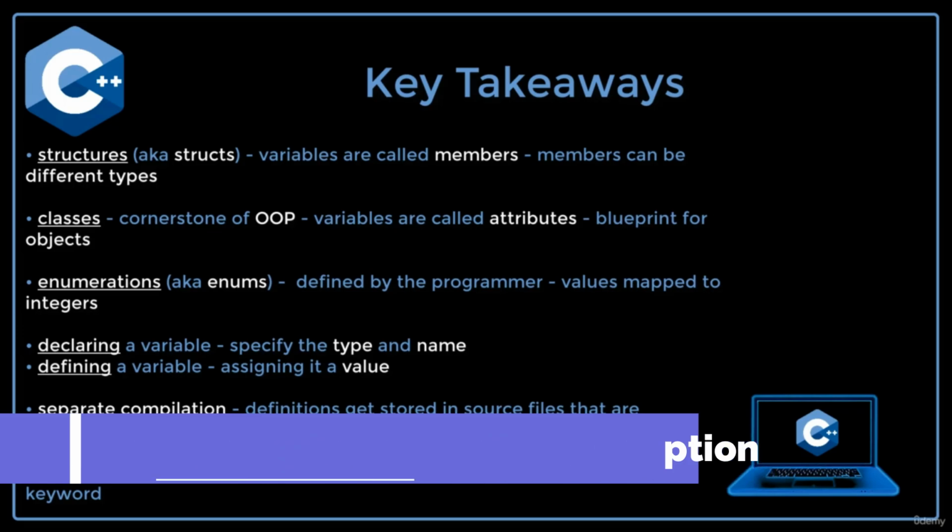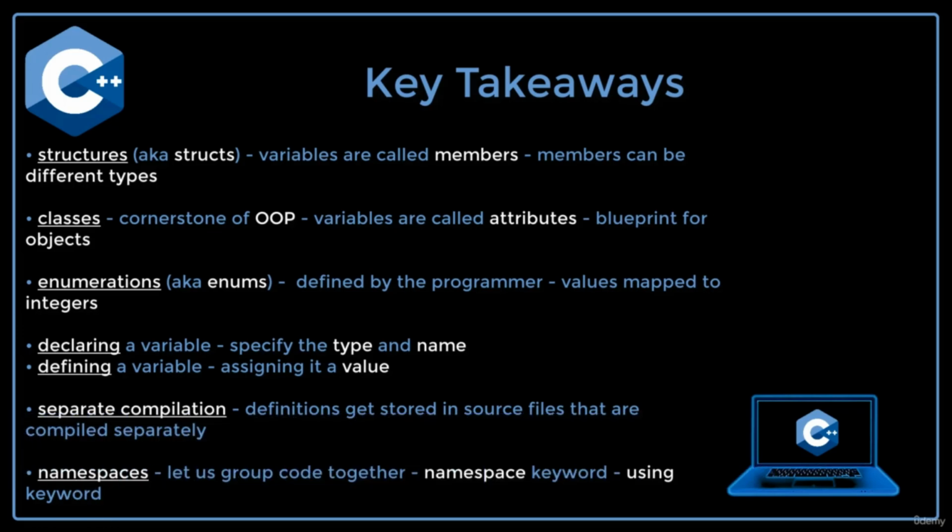Then we learned about separate compilation. Separate compilation is a concept that means C++ code sees only the declarations of the types and functions used from other files, and that their definitions are stored in the source files that get compiled separately.